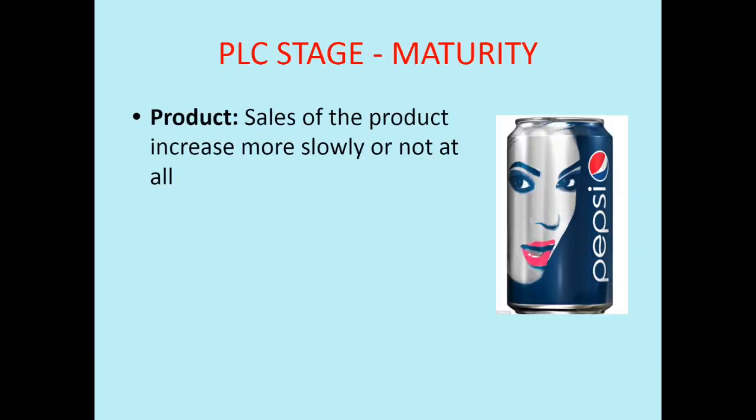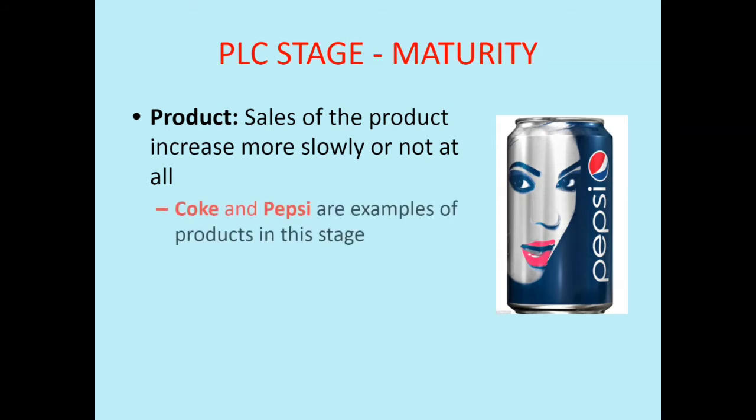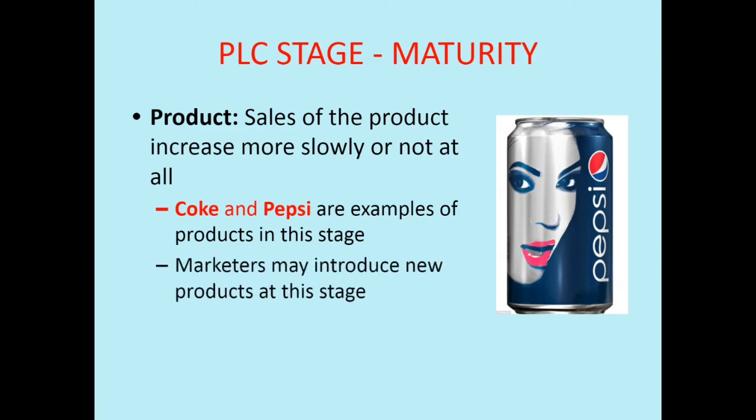As I mentioned, sales of the product are not increasing as much anymore, but they are still quite high. Coke and Pepsi are great examples of products in the maturity phase: products that have been around for a long time, are still very popular, and still have high sales, but are not increasing in sales. Barbie would be another example, brands that have been around for a really long time. At this stage, there are a variety of things going on.